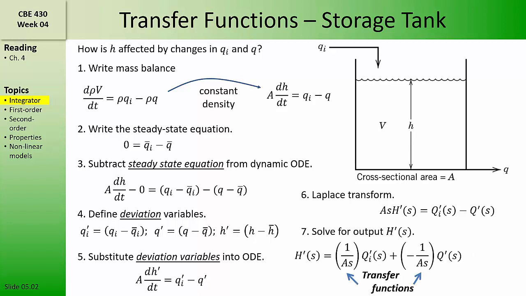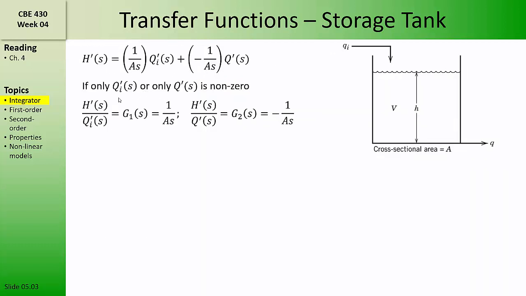Now we can solve this algebraic expression for the output h. Our two model inputs are qi prime and q prime, and the Laplace domain functions of s that multiply the inputs to determine their effects on the output are what we call transfer functions. Now, if only qi prime is non-zero, then we can say that h prime over qi prime is 1 over As. Similarly, if only q prime is non-zero, then h prime over q prime is minus 1 over As. We'll call these the transfer functions g1 of s and g2 of s.